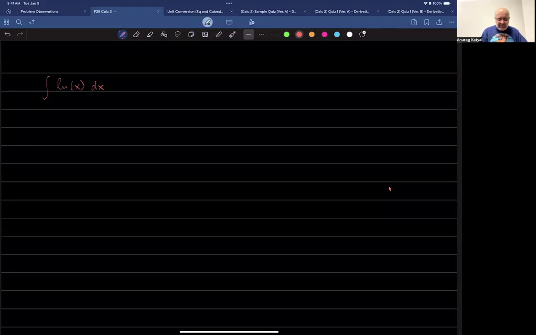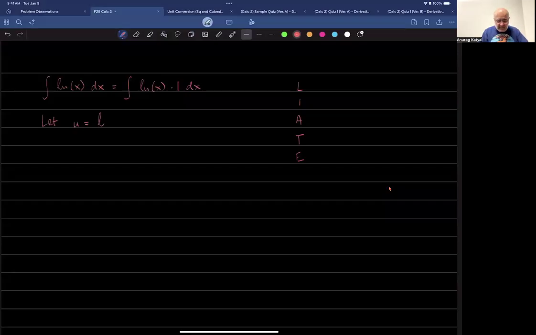Because there's only one function, you let that guy be u. So we start by saying let u, and it would win anyways because of LIATE. And if you don't see it as a product, maybe we need to rewrite this as the integral of ln of x times 1. Because any function can be written as itself times 1. So maybe we can do that if you see the product better that way.